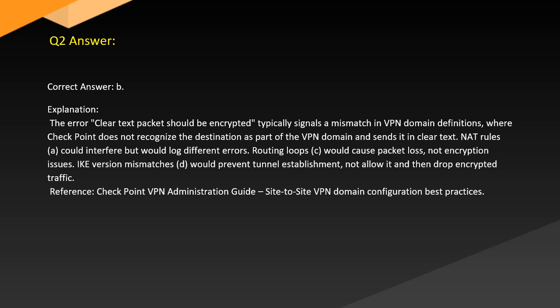NAT rules, A, could interfere but would log different errors. Routing loops, C, would cause packet loss, not encryption issues. Version mismatches, D, would prevent tunnel establishment, not allow it and then drop encrypted traffic. Reference: Check Point VPN Administration Guide, site-to-site VPN domain configuration best practices.